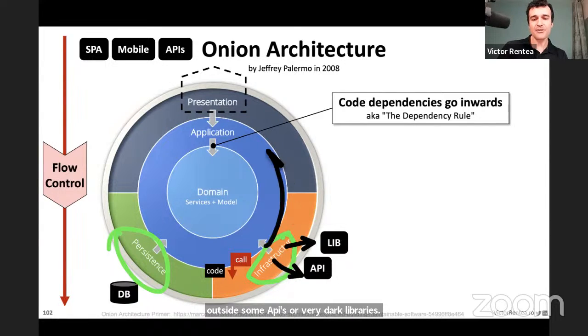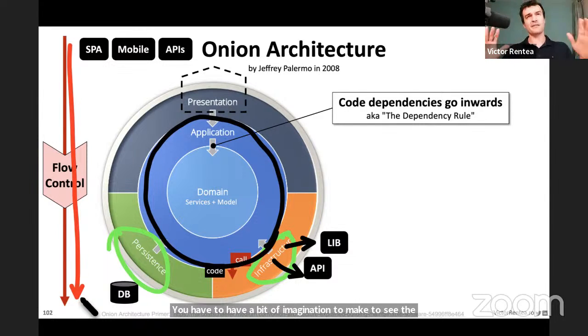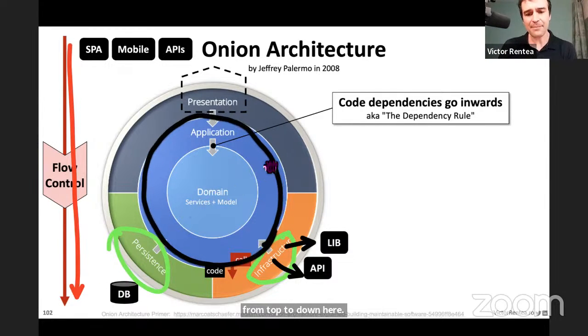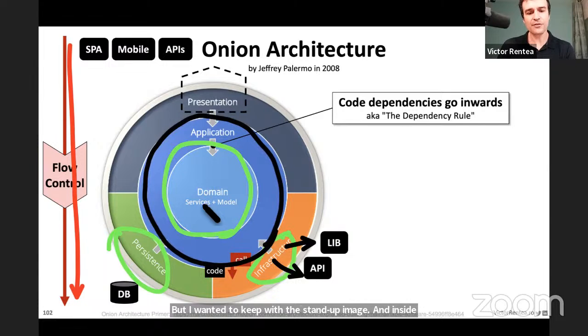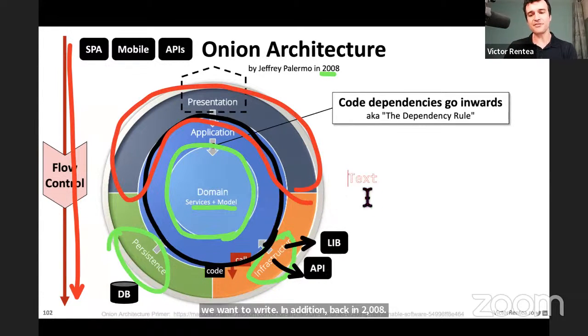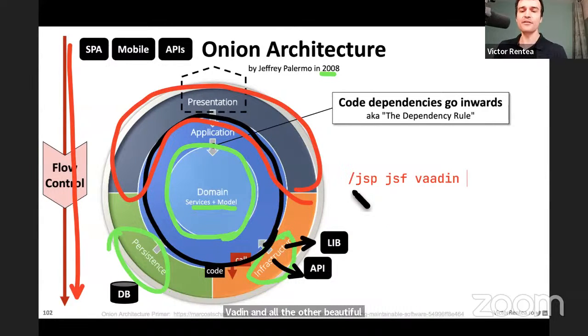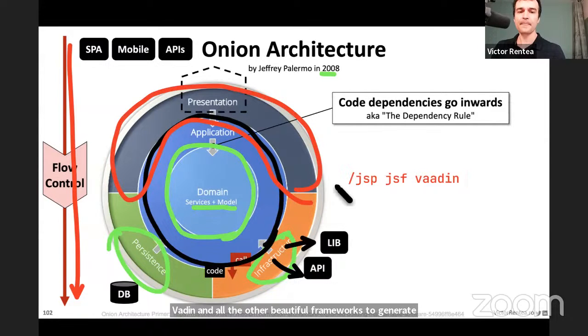You can recognize the application. You have to have a bit of imagination to see the resemblance, especially because the flow control goes from top to down here. But I wanted to keep with the standard image. And inside the application, we have a domain model, which contains the structures and the logic classes that we want to write. In addition, back in 2008, we had presentation. For those of you nostalgic, I'm talking about JSP, JSF, Vaadin, and all the other beautiful frameworks to generate frontend on the server side.